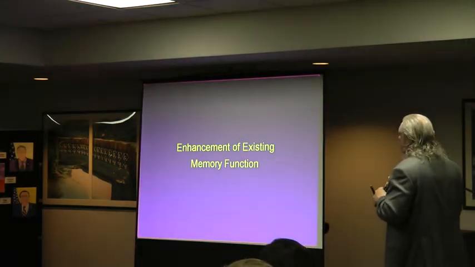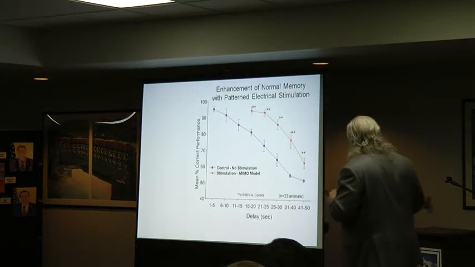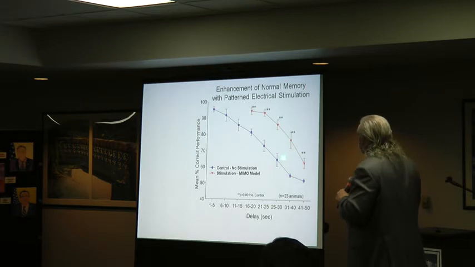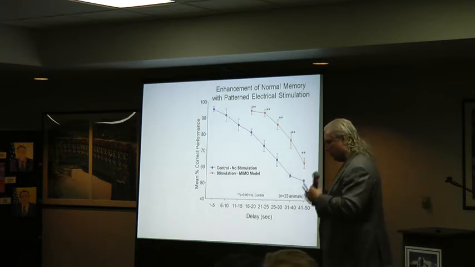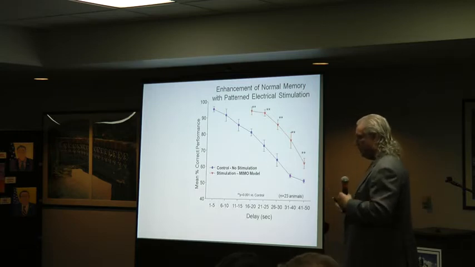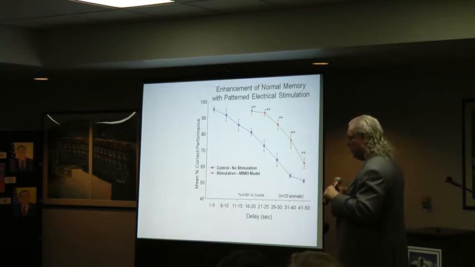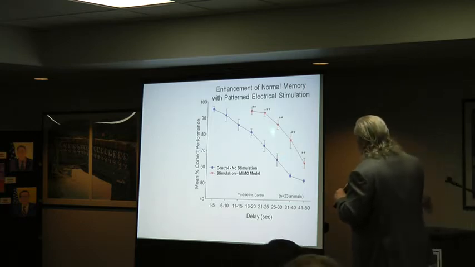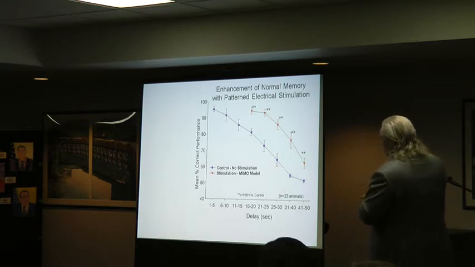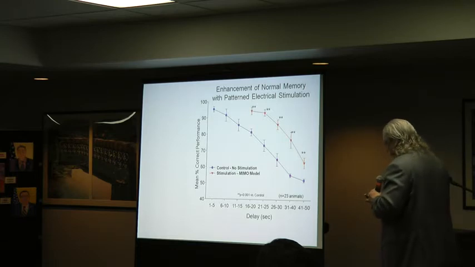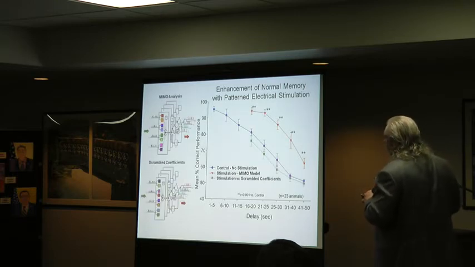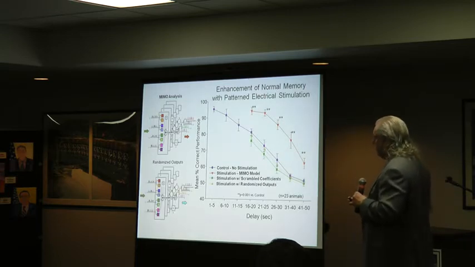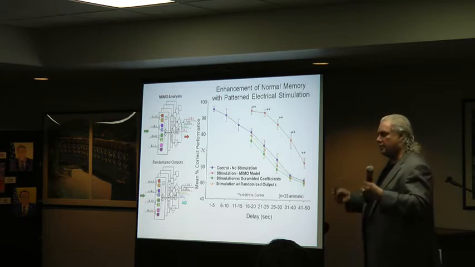I'll skip this. We can also, it turns out, if we take a normal animal and do the same thing, enhance memory function. So if we add the model's prediction, we add the model's excitation to the excitation that's generated endogenously by the rat, we actually get better memory than normal. And we've shown this in a number of ways, in a number of conditions. And I'll just say that all of this depends on having the appropriate patterns. It's not a function of just increasing the excitability of the tissue.